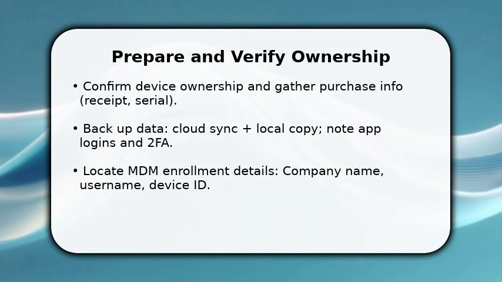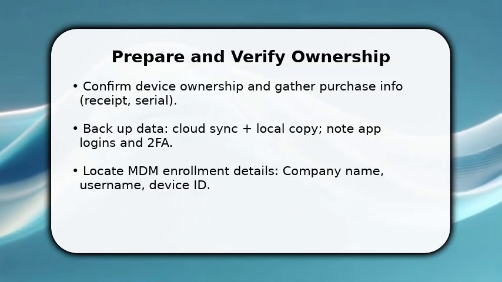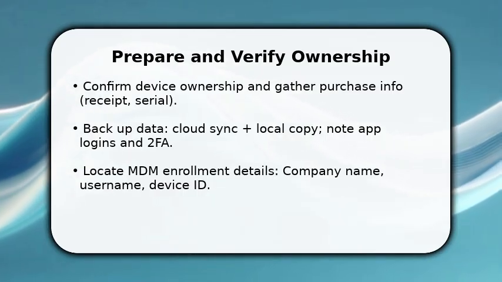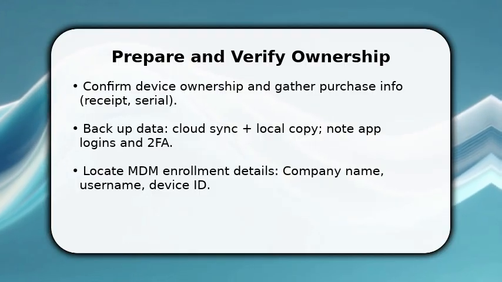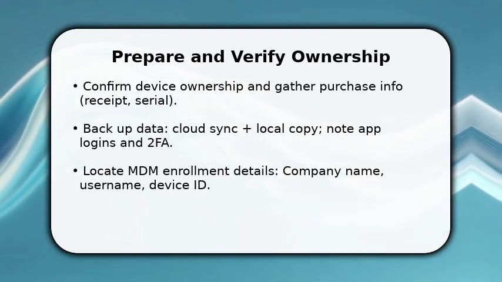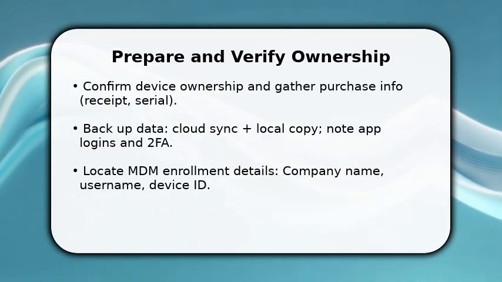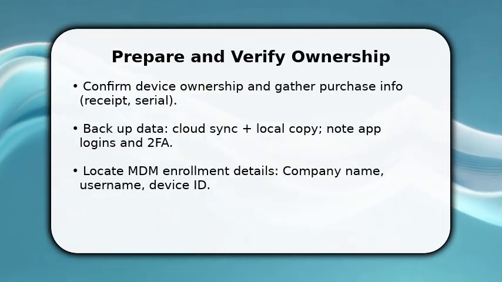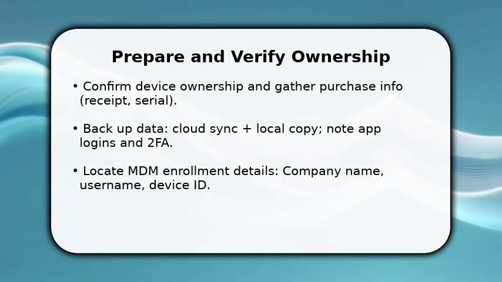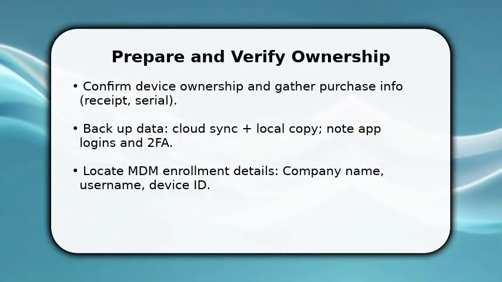You start by proving you own the device and preserving your data. Back up everything, cloud and local, so you can restore later. Once done, collect enrollment details, the managing organization, the account used to enroll the device, and the device serial or ID. Make sure you have authorization or written approval ready. Unauthorized removal can violate policies.